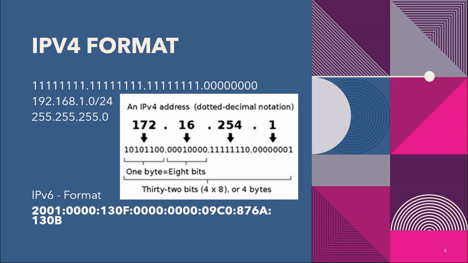They do the same thing. So here we have IPv4 formats. Like I said earlier, we have the ones and zeros, and this is an example of an IPv4 address, which is 192.168.1.0/24, and this is the subnet mask, 255.255.255.0. We'll come to subnet masks as we move forward in this video.